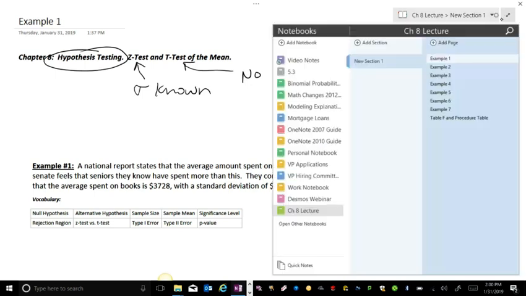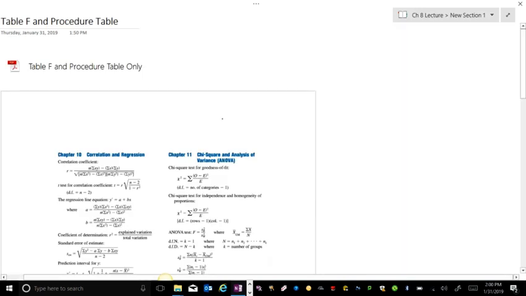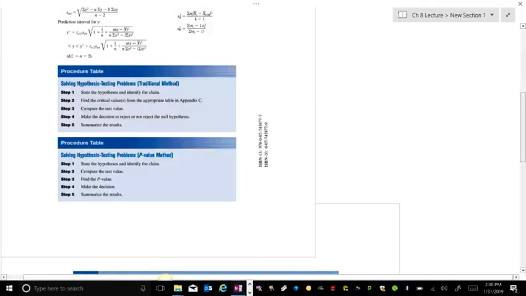As I go to, let's see, the table F and procedure table. So this is going to be one of your tools. As we arrow down here, this is from our textbook, we've got these procedure tables. We will be looking at both a traditional method and a p-value method. You'll notice that both of them start with identifying a hypothesis. We'll do both a null and alternative hypothesis. You'll see how that gets put together.